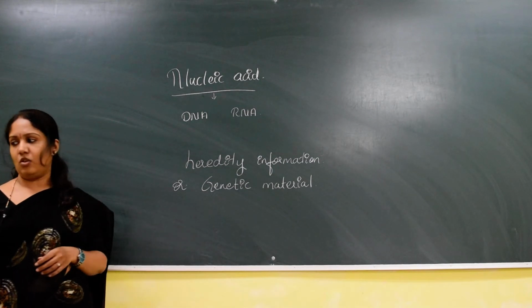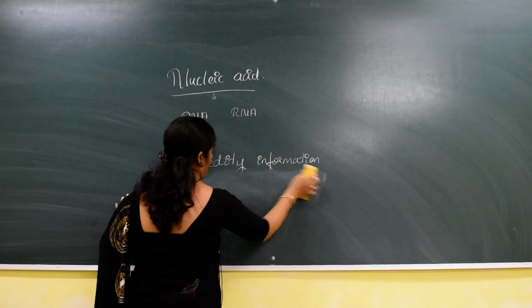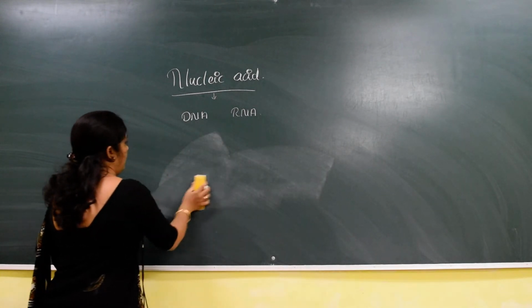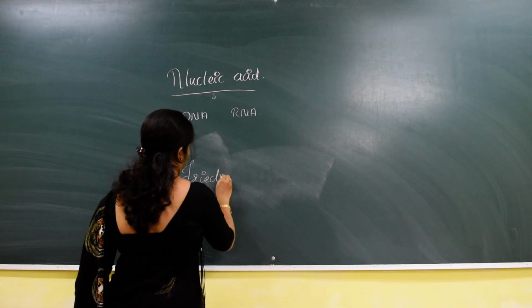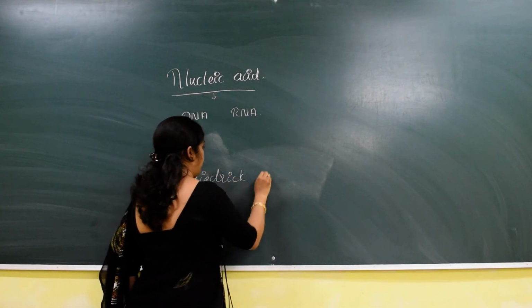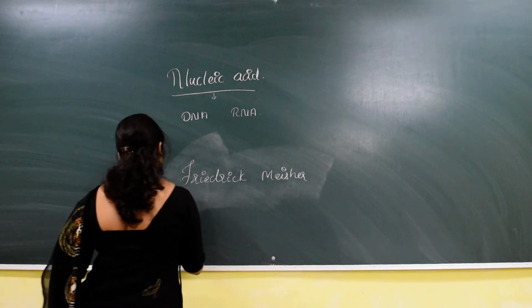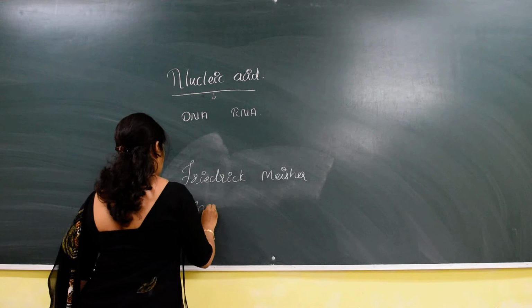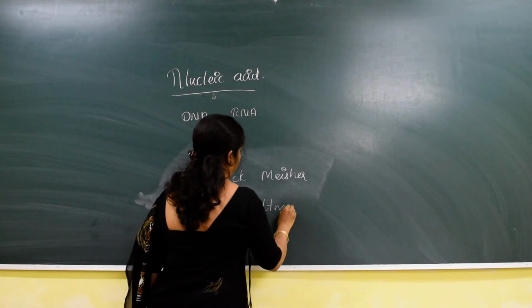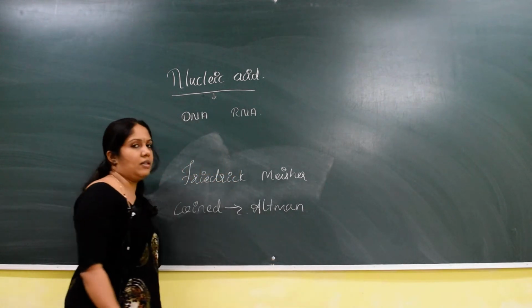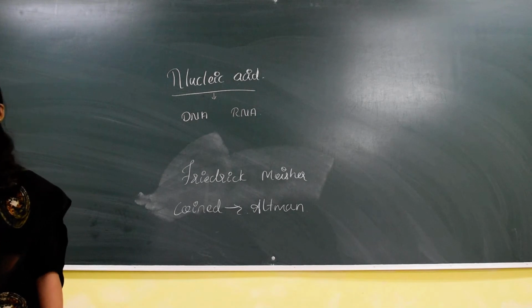This nucleic acid was first studied by a person called Frederick Miescher, and later the term nucleic acid was coined, or the name was given, by Altman.